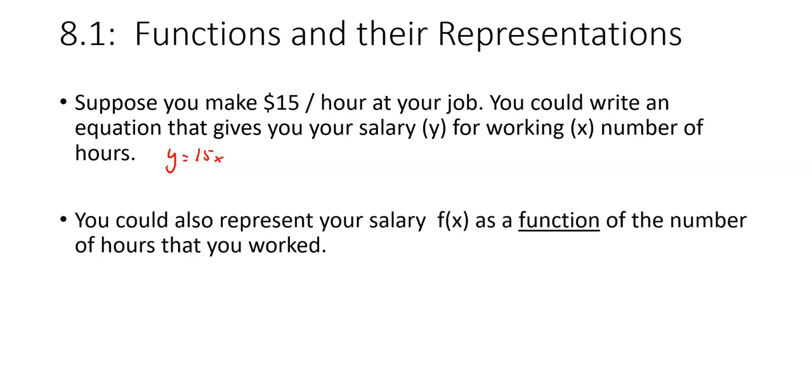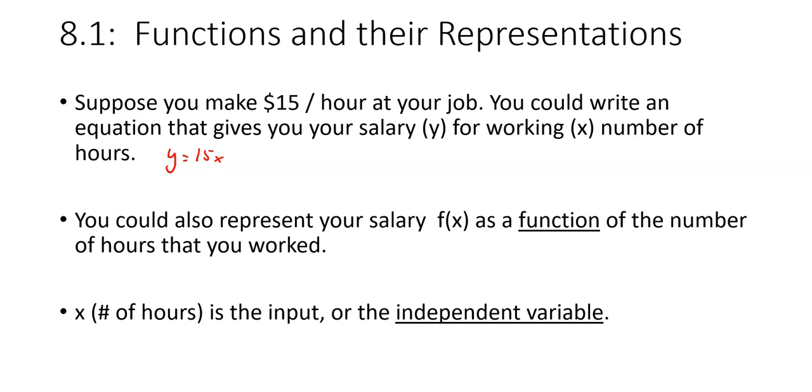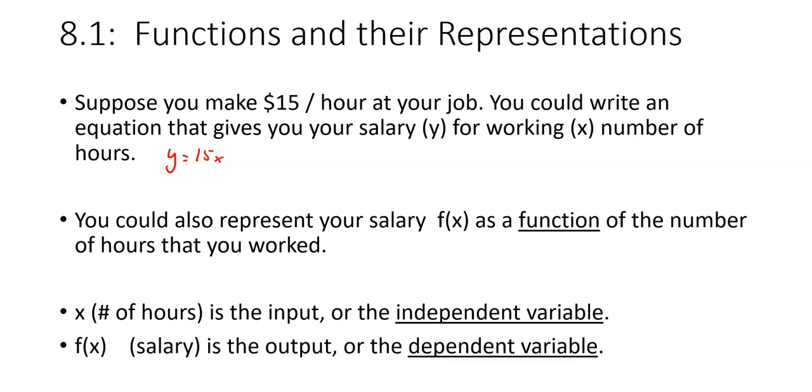But you could also represent the salary as a function of the number of hours you worked. And when you deal with functions, you have independent variables and dependent variables. F of x is what we call function notation. We're saying that it's a function of some variable, in this case x. So f of x equals 15x. That's a function that describes how much money I make based on the number of hours I worked. So the independent variable is the one that you choose. The dependent variable, well, depends on what you choose for an independent variable.